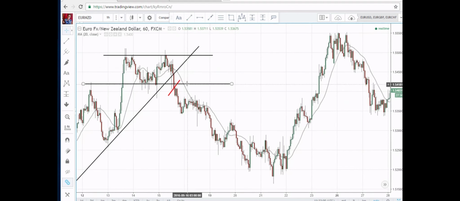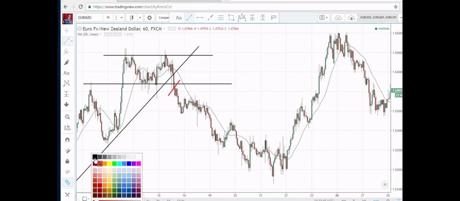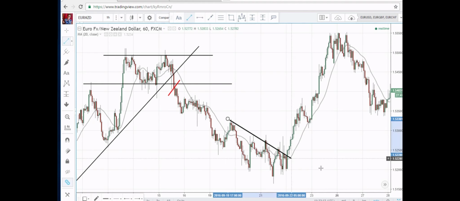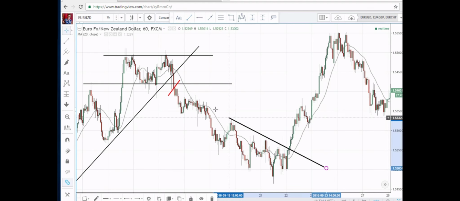Then let's just move on. You can see we are then in this downtrend here. At the bottom, we have the moving average falling in the middle. You can see we can probably draw a trend line here again, depending on which highs we use. Let's see what we can get here.